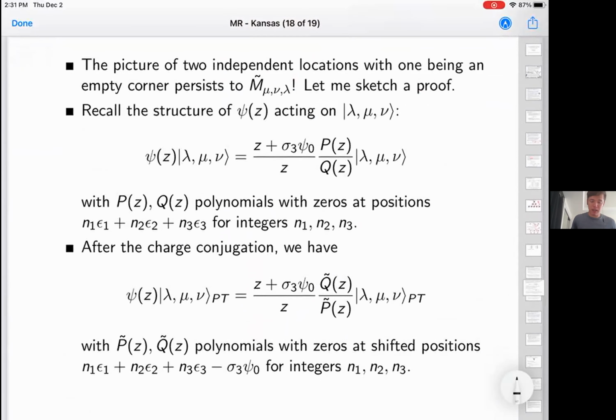And what we have done with Davide, we have argued that this picture of two independent locations actually persists also in the general case of the conjugate modules associated with mu, nu, and lambda. I want to sketch the proof, but since I already ran out of time, let me just skip it.